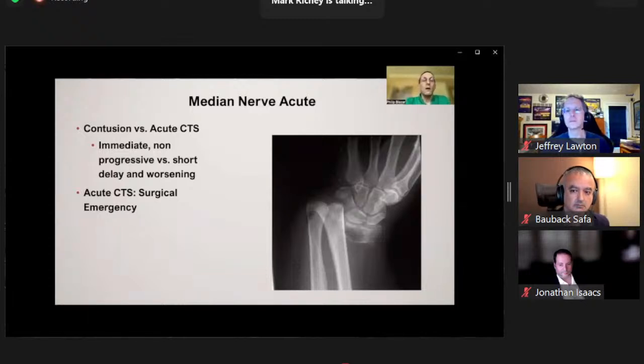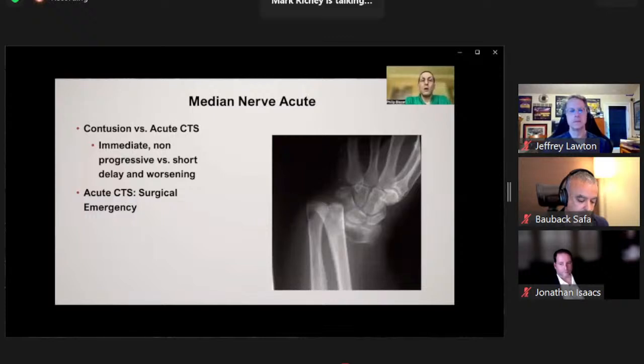In terms of the acute injuries, it's not terribly surprising that patients with injuries like this develop problems with their median nerve. And I think it is important to spend a minute on what is a median nerve contusion versus acute carpal tunnel syndrome. The classic median nerve contusion demonstrates symptoms and signs for their median nerve that are immediately upon injury and onset, are non-progressive, and in fact may improve with things like reduction.